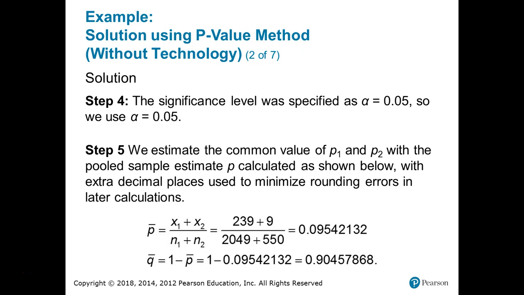Now we need to get the pooled sample proportion. This is where we're using the data from both samples to make one single P and Q value. So we have our P bar equals 0.0954, and then our Q bar being the complement of that, so 1 minus that. So it's either this value or this value. When you add them together, you get a total of 1.